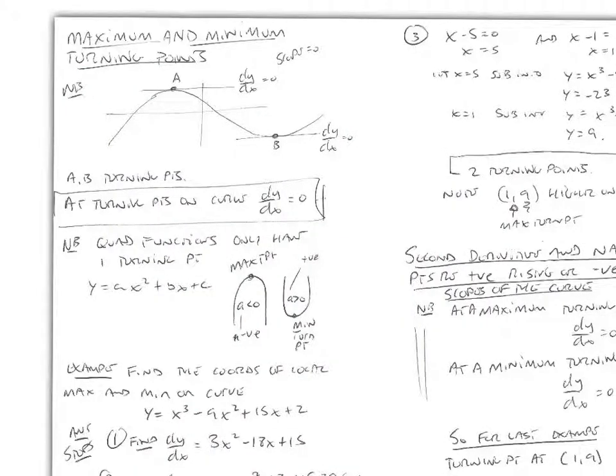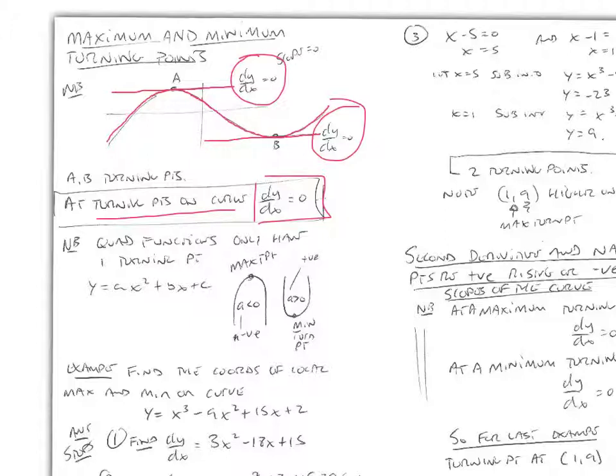Now, just a bit of theory on maximum and minimum turning points. So we have a curve that turns at A, that's the maximum turning point, and turns again at B, the minimum turning point. And the important thing to note is the slope at that point, dy dx, is equal to 0. The slope is equal to 0, dy dx is equal to 0. So at turning points on a curve, dy dx is always equal to 0.